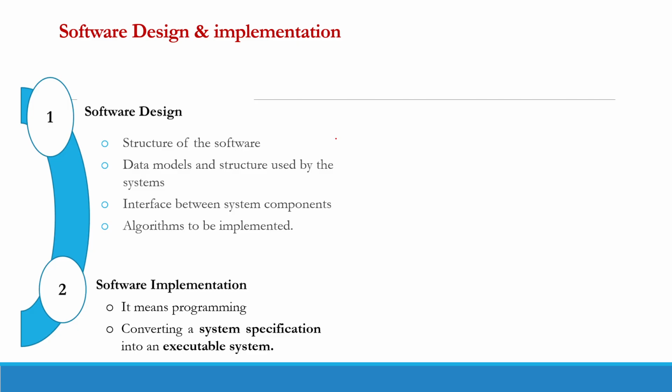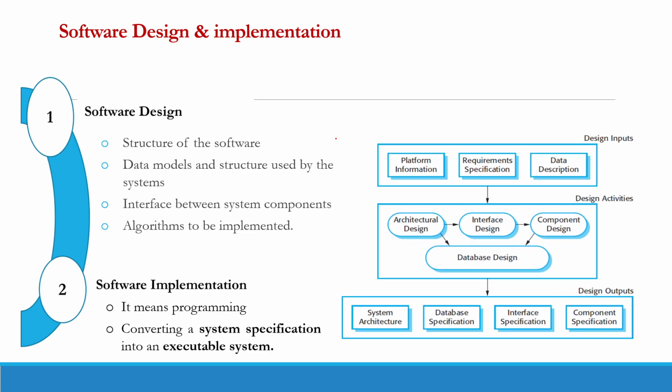During the implementation, the system becomes an executable system, because we convert the system specification into executable systems. Overall, the design part looks like this. Having this in mind, we will have the design inputs. This input comes from the RAD document, so you have to understand the RAD document very well.